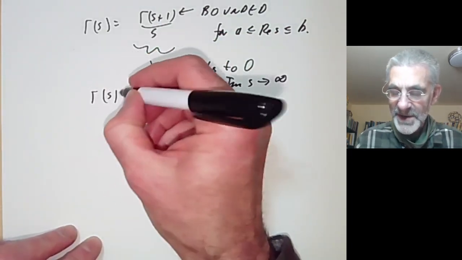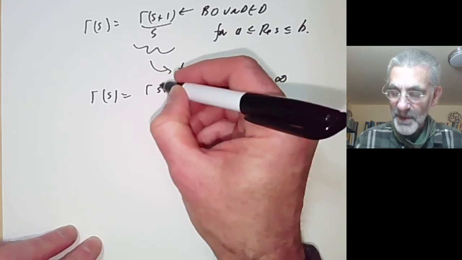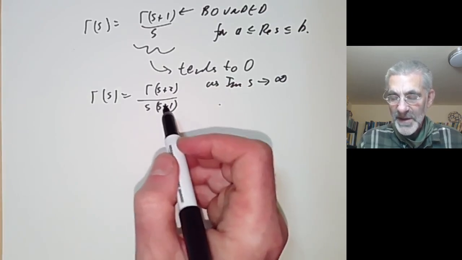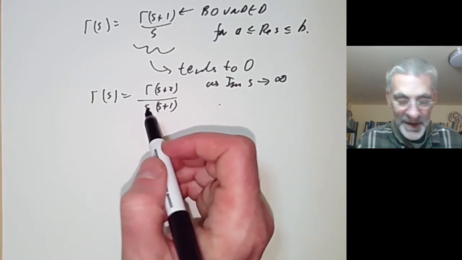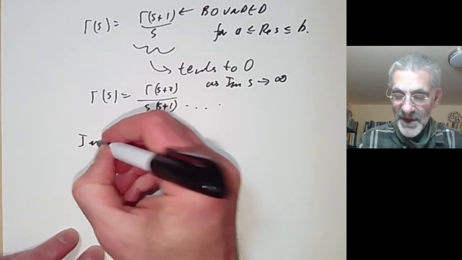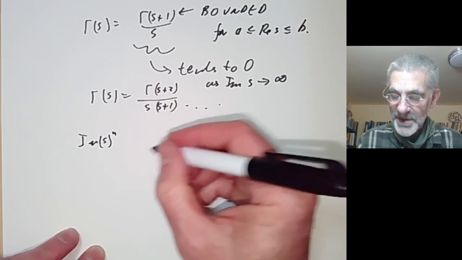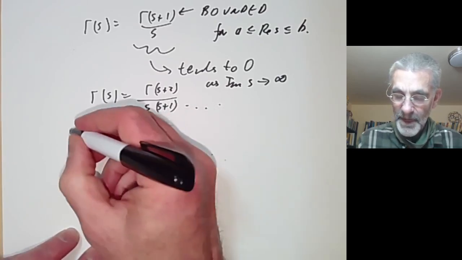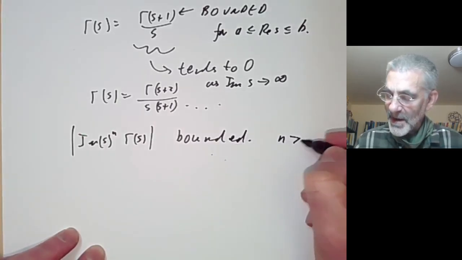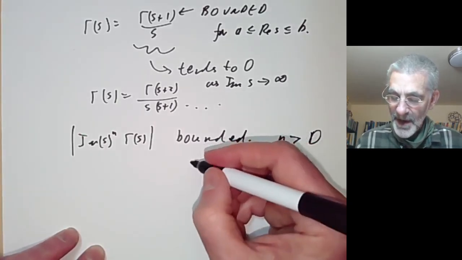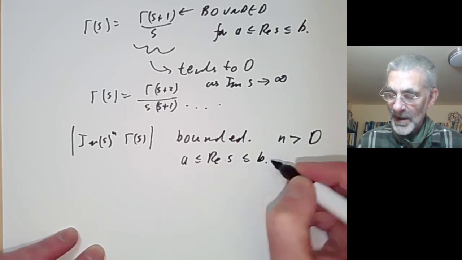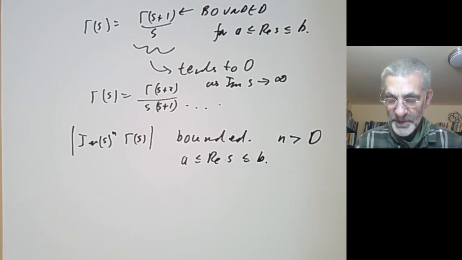And we can sort of continue this. We can say gamma of s is equal to gamma of s plus 2 over s times s plus 1, and this says that it not only tends to 0, but tends to 0 faster than a second degree polynomial. And we can obviously continue like this, and we see that if we take the imaginary part of s to the power of any integer times gamma of s, this is bounded. So here we take n to be any positive integer, and we take a less than or equal to the real part of s less than or equal to b, where a and b are any real numbers.